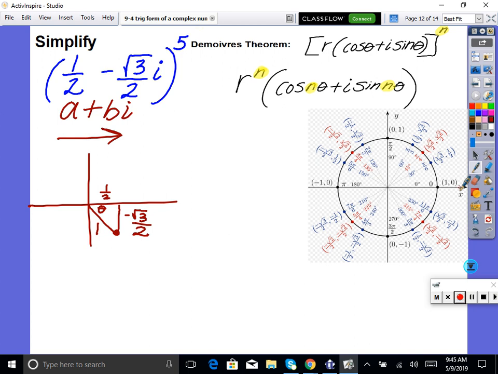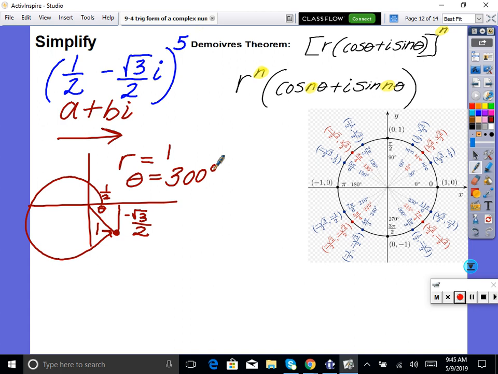We could go through and do 1/2 squared plus negative root 3 over 2 squared equals radius squared, and you would get 1. Everybody good? Okay. So now from here, we need our r, we need our theta. What's our r? We just found it to be 1. What's our theta? Well, we're in this quadrant. It's 300 degrees, because that's the xy point in this quadrant with 1/2, negative root 3 over 2. Is anybody confused why we're saying 300 degrees?